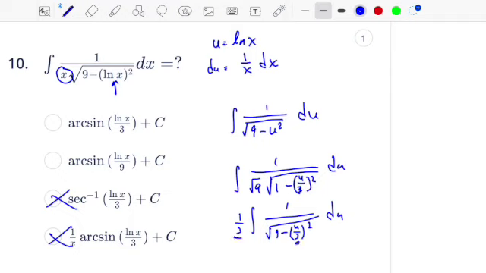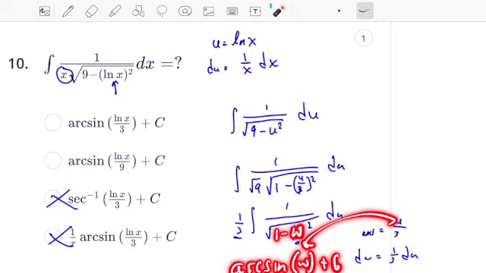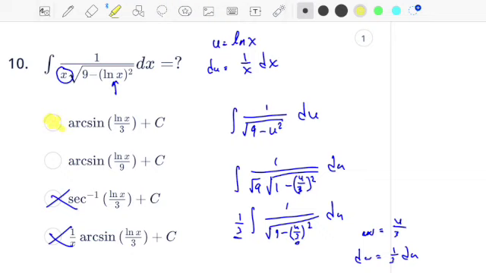1/3, 1/3. I can do an extra w sub. So if I say w is u over 3, then dw is going to be 1/3 du. There's that 1/3 du. That would just be w. It's 1 minus w squared. So that's going to be arc sine of w plus c. w is u over 3, and u is ln x. So there we go.